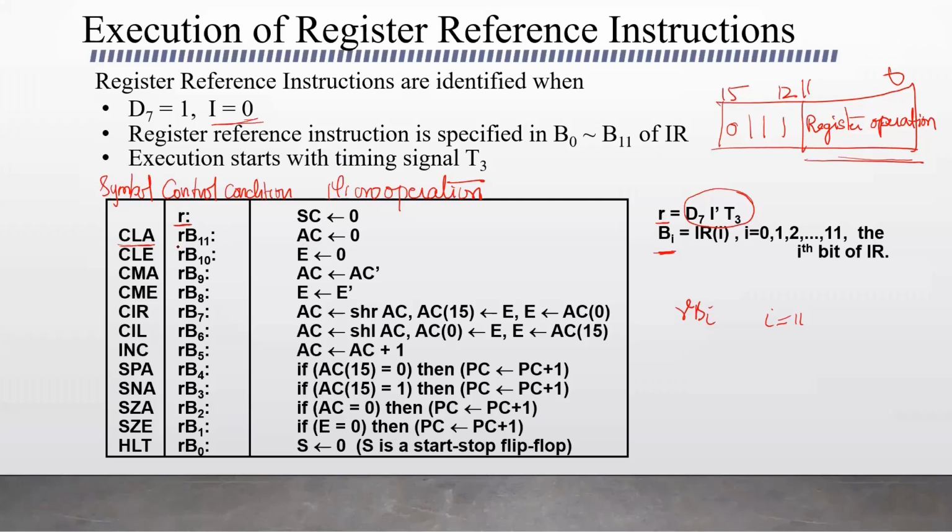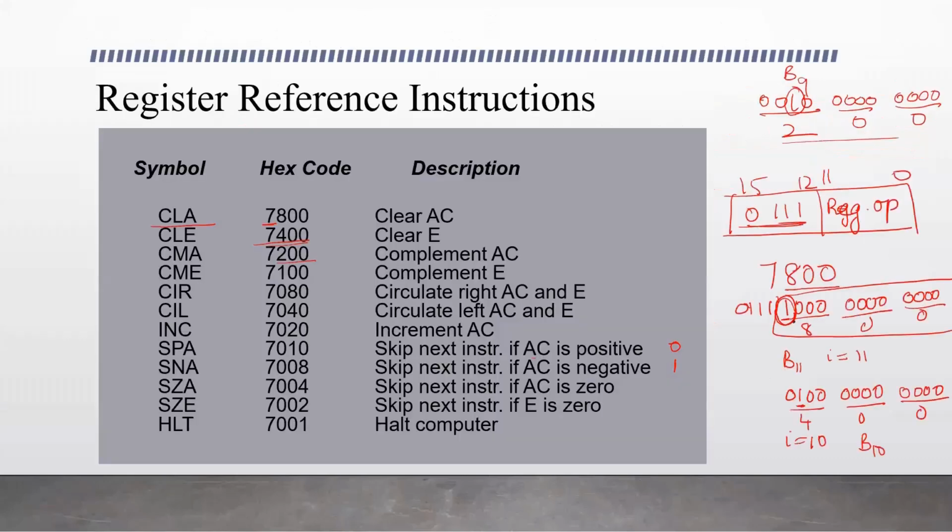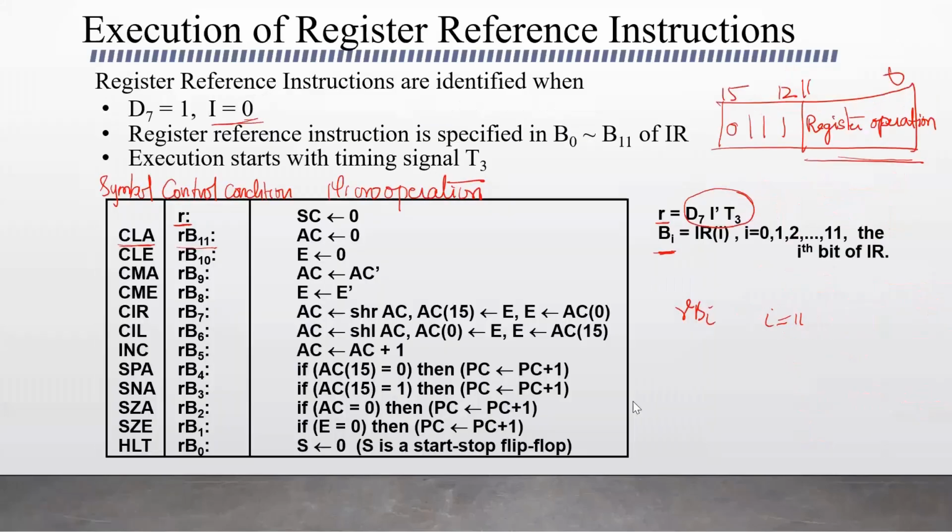The control condition is R B11, because for the first instruction, the 11th bit here, it is 800. When we write the binary, the 11th bit is 1, so it is B11, RB11. Clearing the accumulator, AC is set to 0. We write the instruction: transfer 0 to accumulator AC. All the bits of AC are set to 0. It gets cleared. And for clearing the content of E, the operation is set 0 to E.